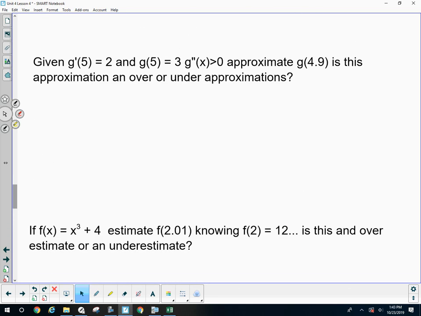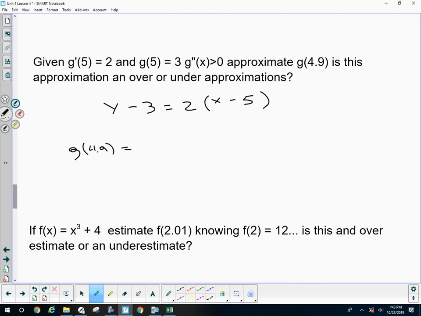So like, sometimes you won't even be given a function. Sometimes you'll just be given all the information you need. This is really, really great. You can immediately write an equation of a tangent. You can approximate a function value. I get negative 0.2 plus 3. That's going to be 2.8.